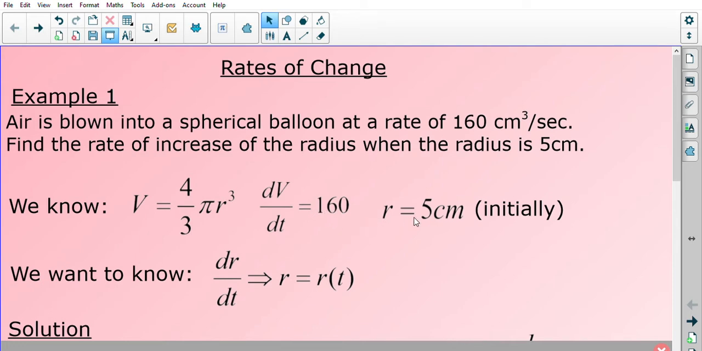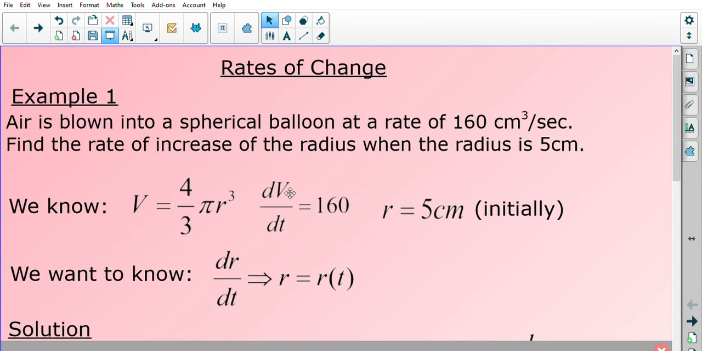And we know that the radius is initially 5 centimeters. What we want to work out is the rate of change that the radius has, so dr/dt. That's what we mean by the rate of increase, because the radius will be increasing. Now what this means is that the radius isn't just a natural number and it's not going to stay at 5 centimeters all the time. The radius will also depend on time, so it's a function of t as well.